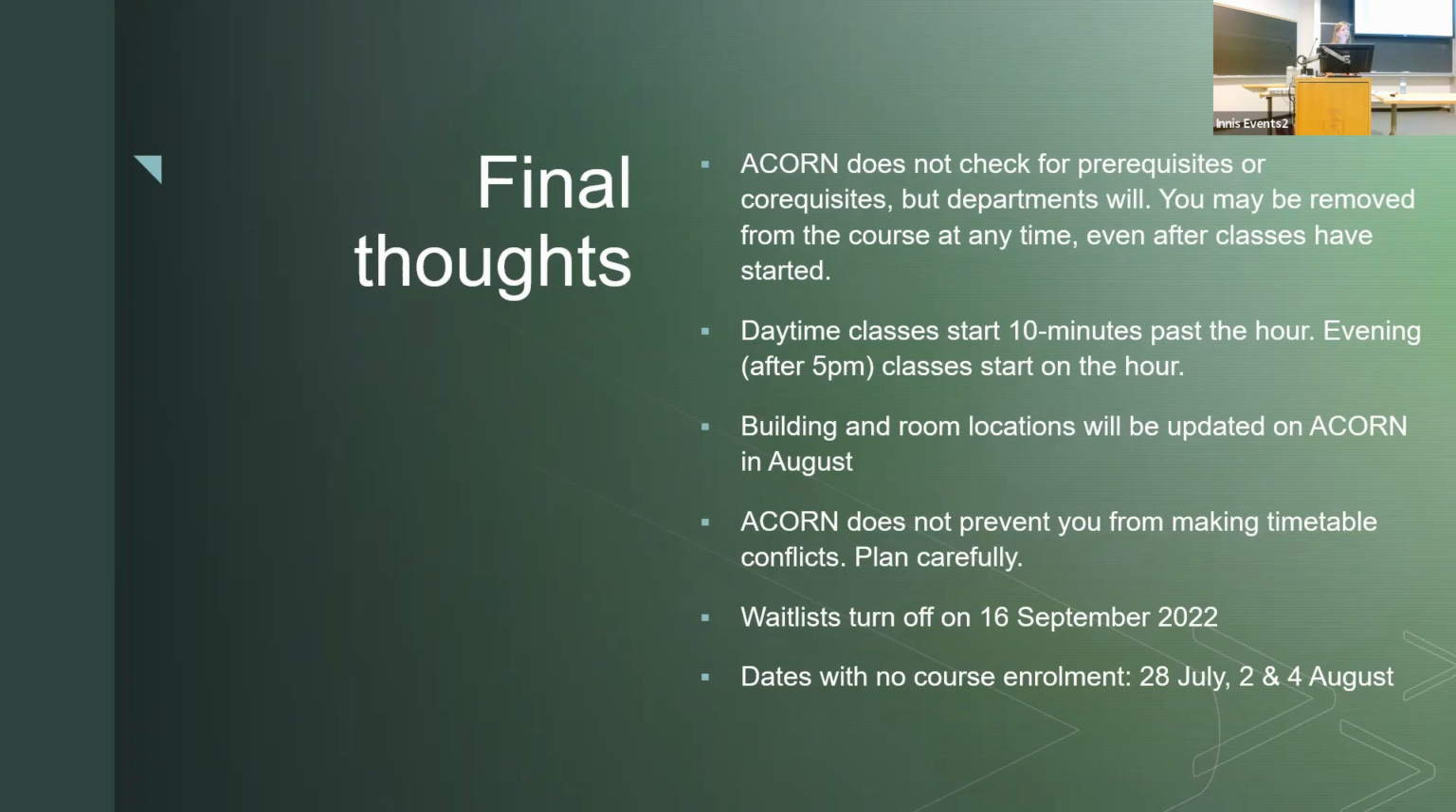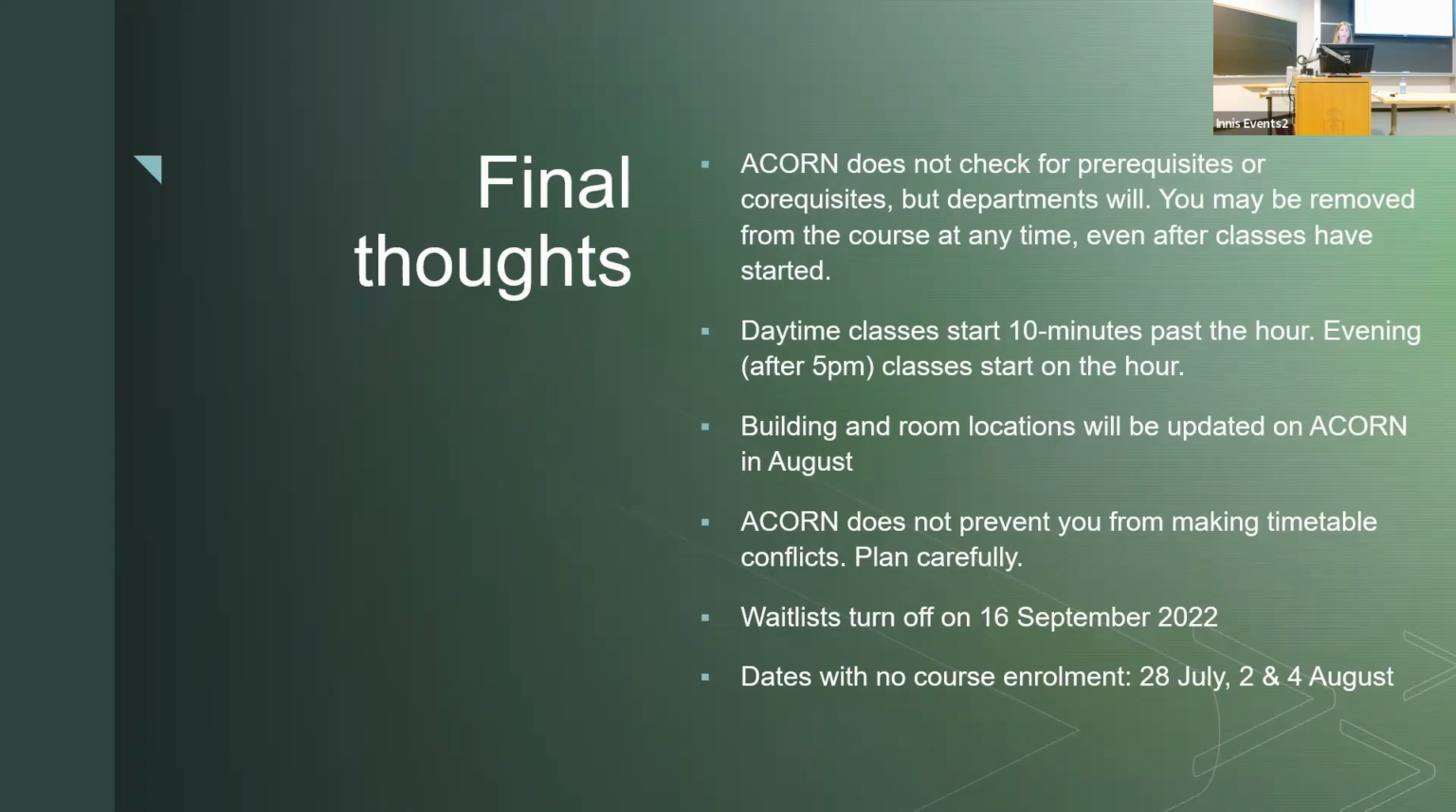If you're on a wait list for a course, the wait lists actually turn off on the 16th of September. And then there's usually about 3 more days that you can still enroll in courses. At that point, it's first come, first served. A spot opens up, you can grab it.